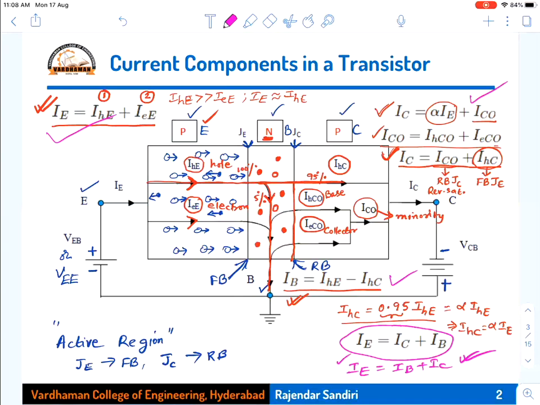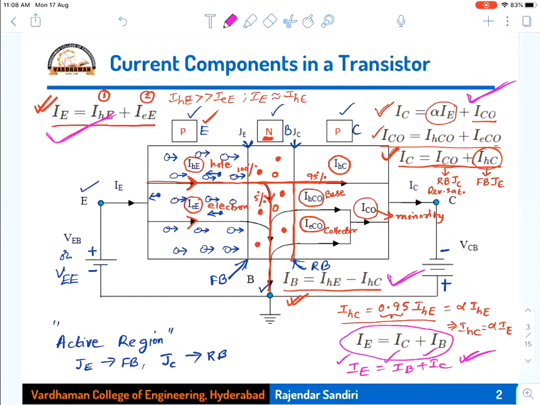What is IE? What is IB? What is IC? They are given by these expressions: IE is this one, IB is this one, IC is this one. So these all are the current components in a transistor. So you will know now what is the current flowing in the emitter junction, what is the current flowing into the base region, and what is the current flowing in the collector region. If you understand all these components, then you will know the currents flowing in each of the three regions and the total current relationship between all these three currents.